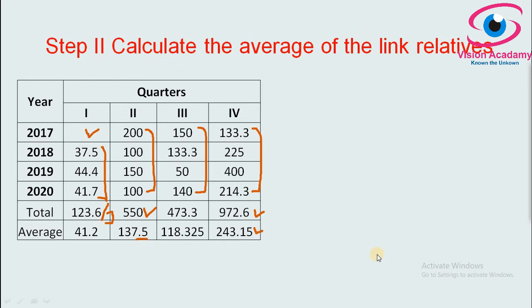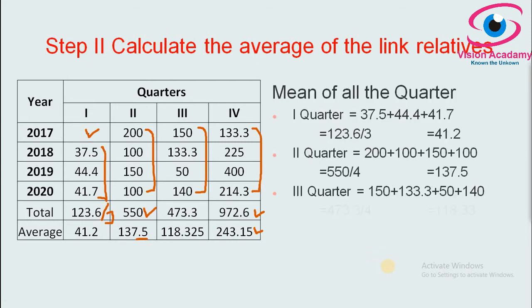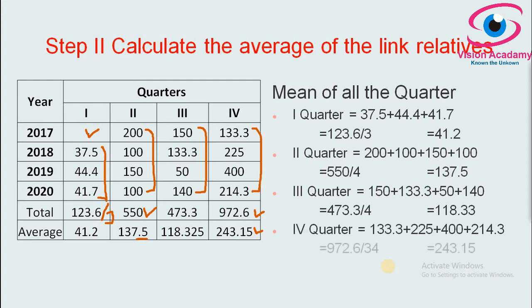So you can see the working note for finding the average of these link relatives. I have zoomed in on the first quarter: 37.5, 44.4, 41.3. The total is 123.6 divided by 3, and 41.2 is the average. In this way I have calculated all the quarterly averages. So the second step is also over.